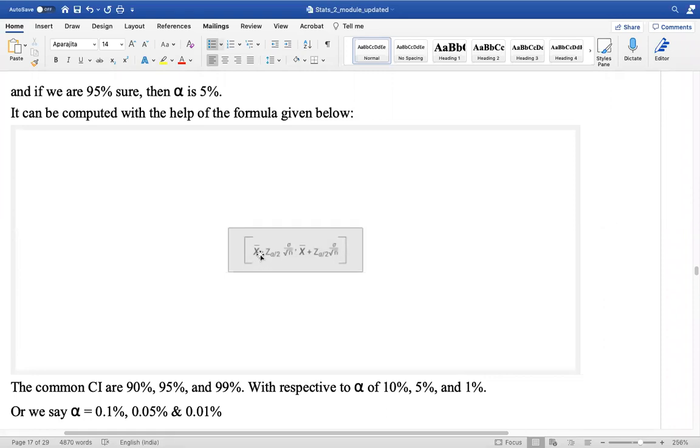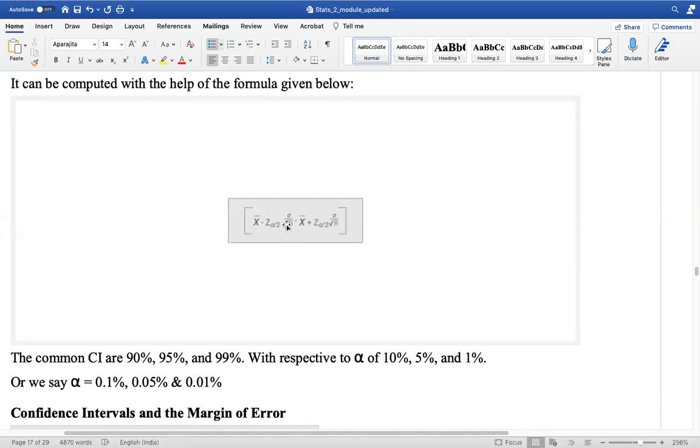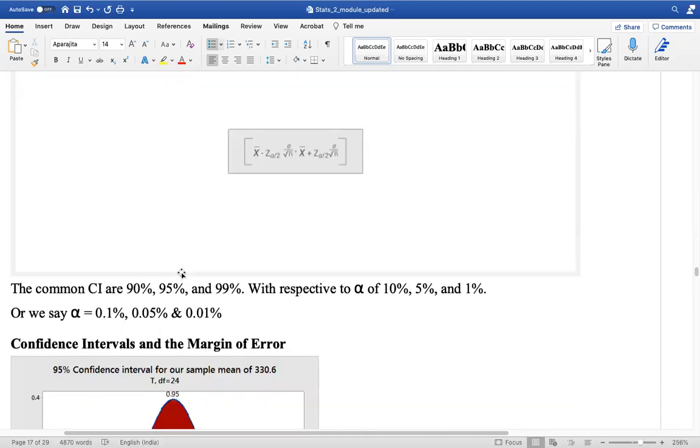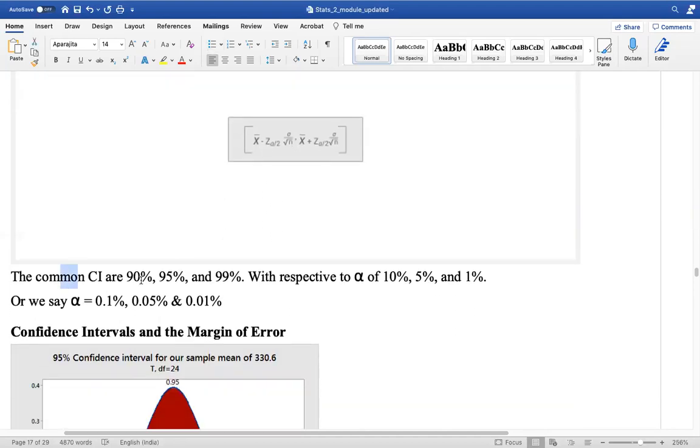So this is x bar, the sample mean, minus z alpha by 2 into sigma by square root of n, and x bar plus z alpha by 2 into sigma by square root of n. This is the formula, guys: the lower interval and the upper interval. The common CI levels are 90%, 95%, and 99% with respect to alpha. For example, you want to find out the 90% of the data.